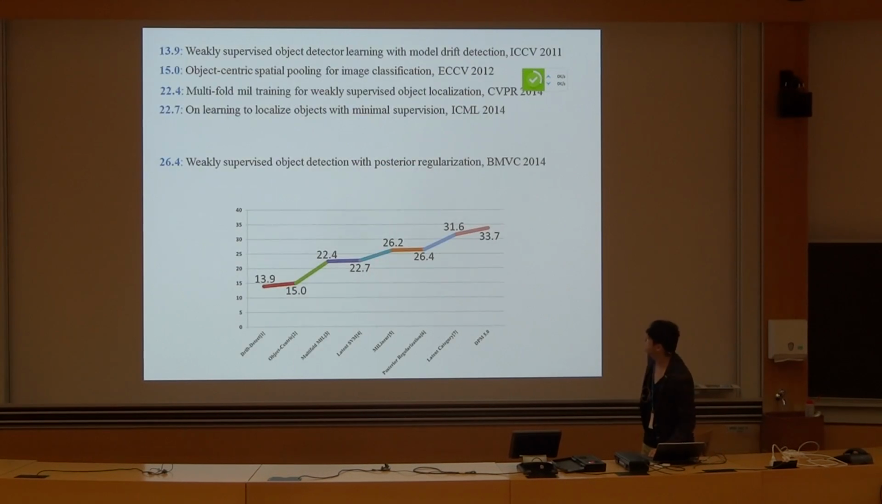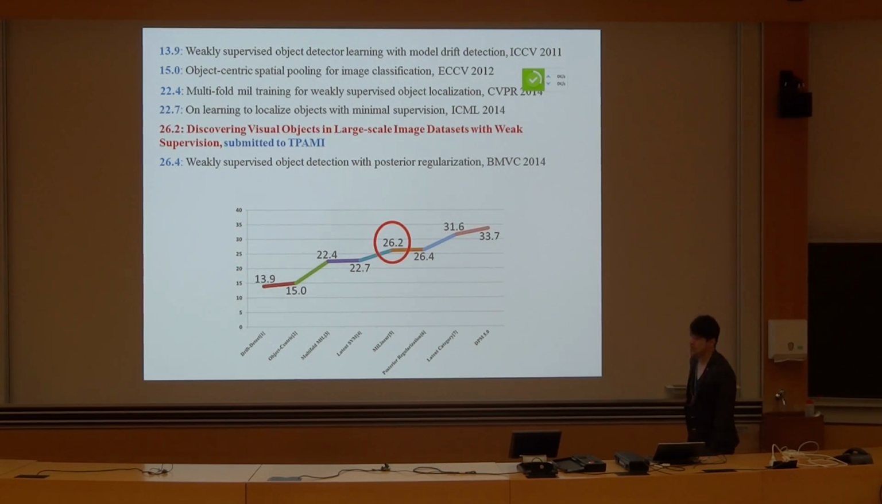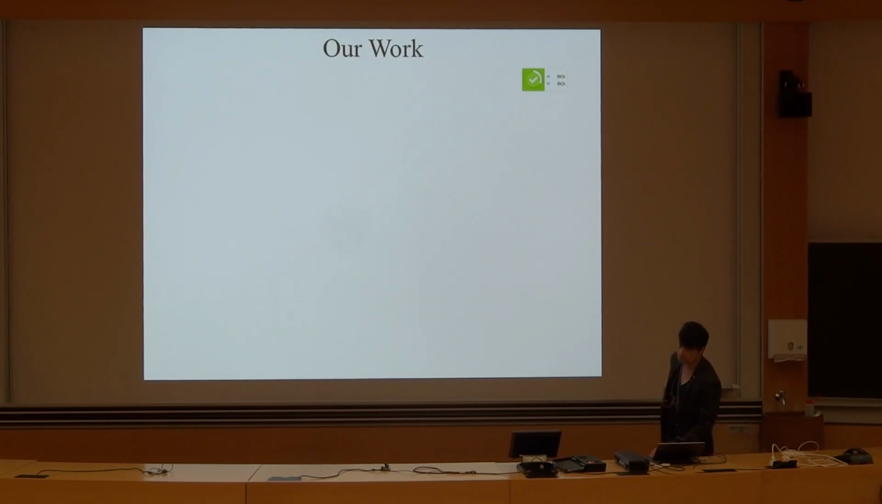Here is a list of the papers. Maybe it takes you some time to see that. We list two of them. One is this one, 26, which is one of our works that has been submitted to the Transactions on Multimedia. The other, 31, is weakly supervised object localization with latent category learning, published in ECCV 2014. If you want to look at this paper, you can find it at poster session 4A, number 34.